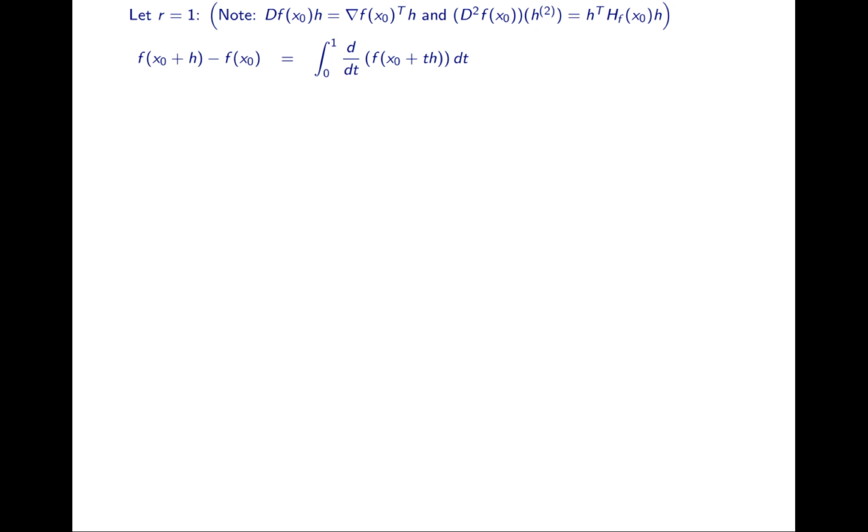So f of x naught plus h minus f of x naught is the integral from 0 to 1 of the derivative of f at x naught plus th. Right, so that's just an application of the fundamental theorem of calculus. Now we use the chain rule to compute that derivative, because this is a vector-valued function of a number t. We get the derivative of f at x naught plus th times the derivative of x naught plus th with respect to t, which would be the vector h.